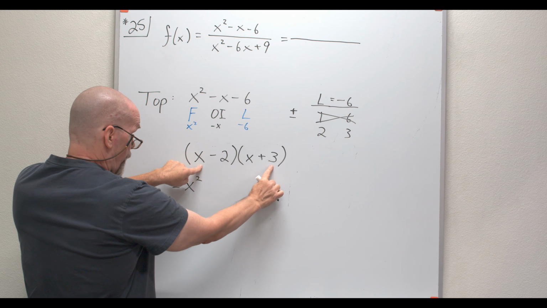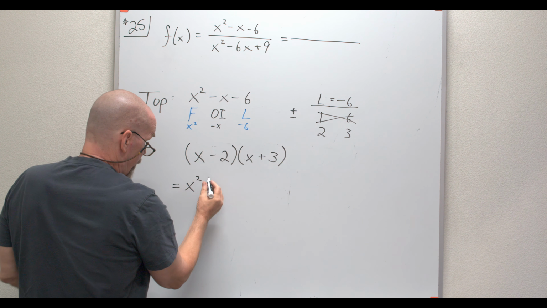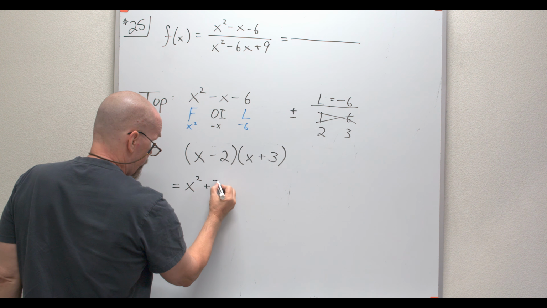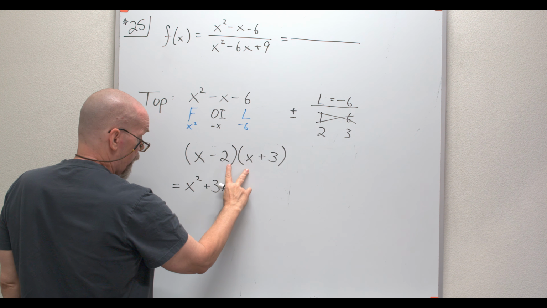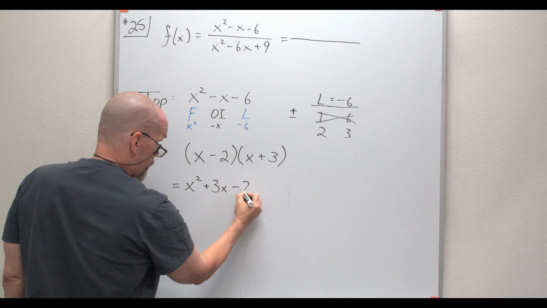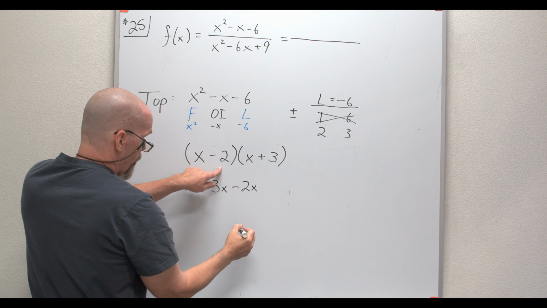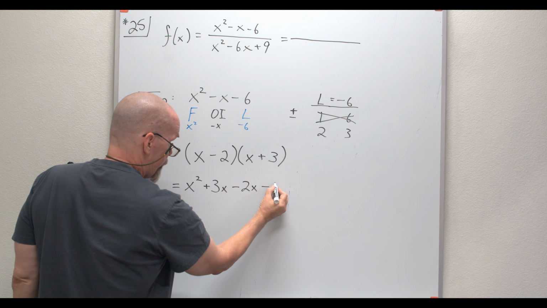Outer times outer of this formation. These are on the outer. Positive 3, positive x gives us a positive 3x. The ones on the inner are these ones. So negative 2, positive x. If I multiply those, I get a negative 2x. If I multiply my last times last, I've got a negative 2 and a positive 3. Those give me a negative 6.